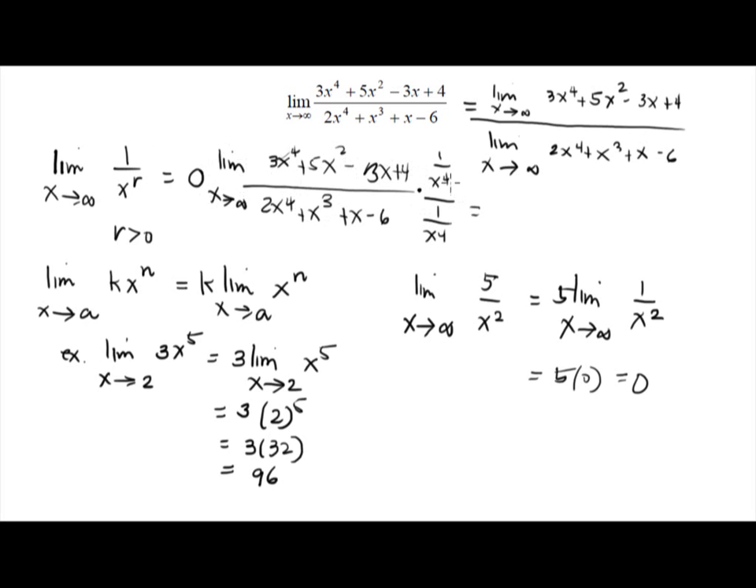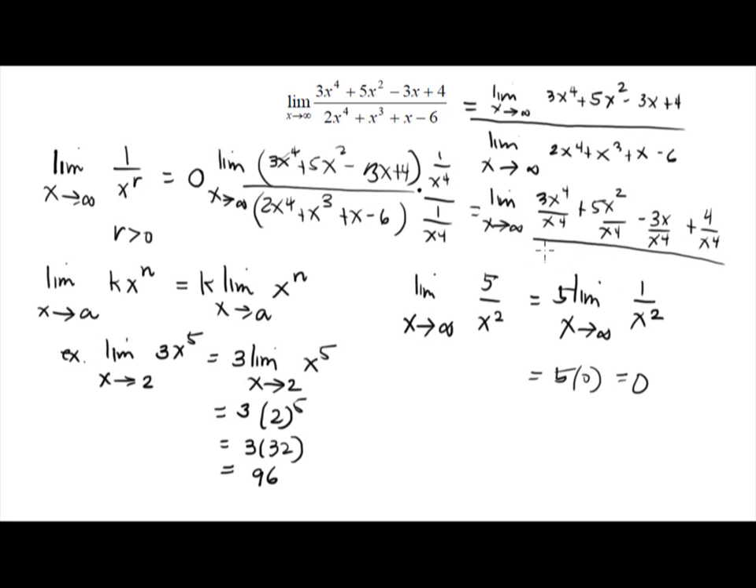Now note, if I simplify this, this 1 over x to the 4 will be multiplied to every term in this polynomial. So as x approaches infinity, our limit will become 3x to the 4 over x to the 4 plus 5x squared over x to the 4 minus 3x over x to the 4 plus 4 over x to the 4. And that will be the same with the denominator.